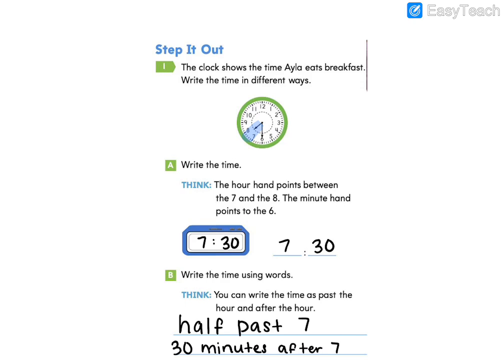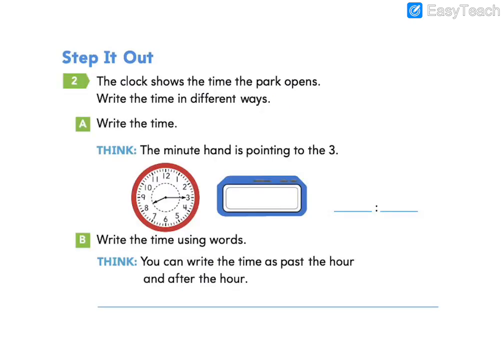Let's look at the next problem now. The clock shows the time the park opens. Write the time in different ways. Go ahead and write the time. Our minute hand is pointing to 3, and our hour hand is just past 8 on its way to 9. Go ahead and write your 2 times.